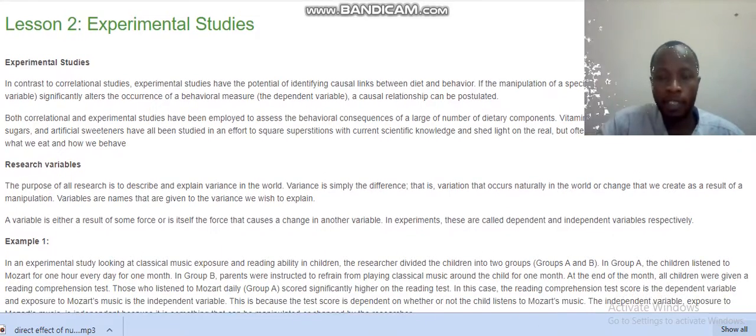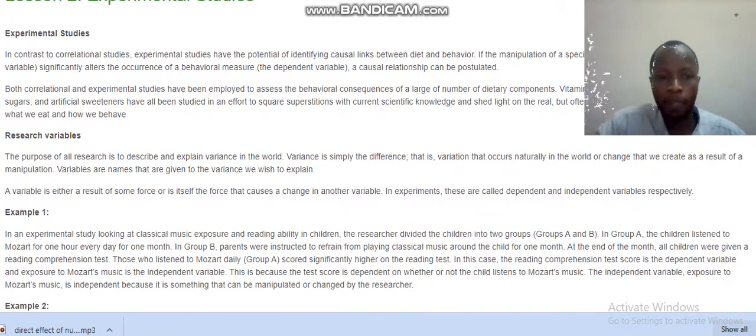So to be able to carry out such studies, you need to have a deep knowledge of the variables. So what are variables? The purpose of research is to describe and explain variance in the world. Variance is the same as the differences. There are some differences in the world. That's the variance.